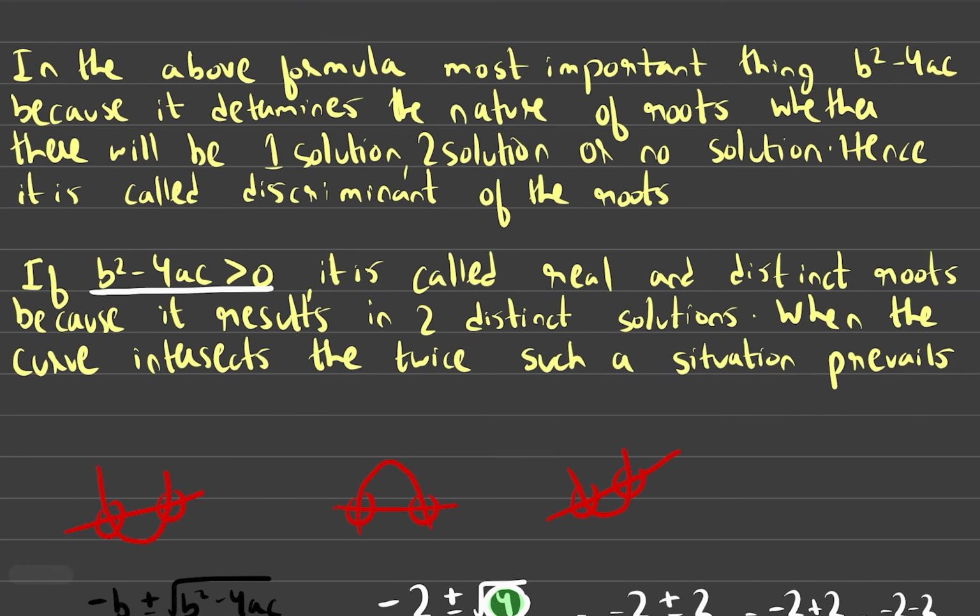Now, for two solutions and b square minus 4ac greater than 0, what is the common wording that the examiner uses?